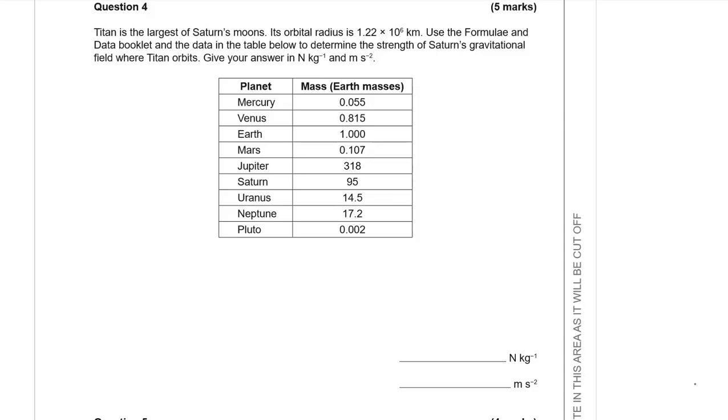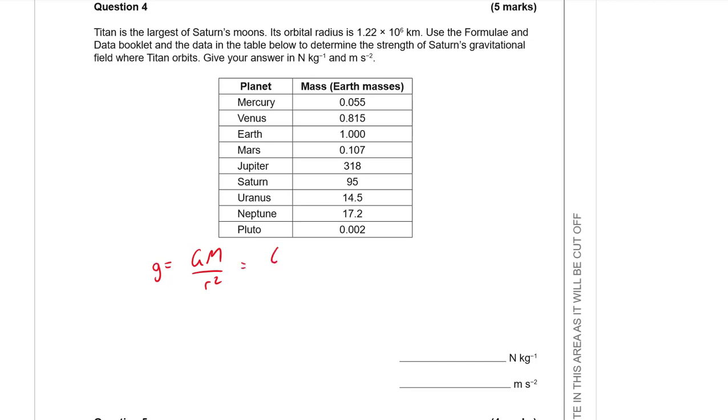Okay, question 4 is a pretty straightforward one. What you've got is a moon orbiting Saturn, and it's giving you some data, and you need to figure out the gravitational field where Titan is currently orbiting. So you're going to use this formula, g equals big G, big M on r squared.